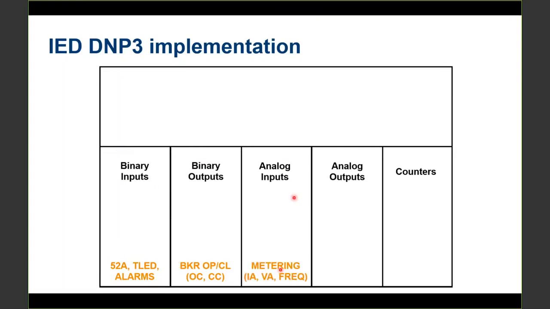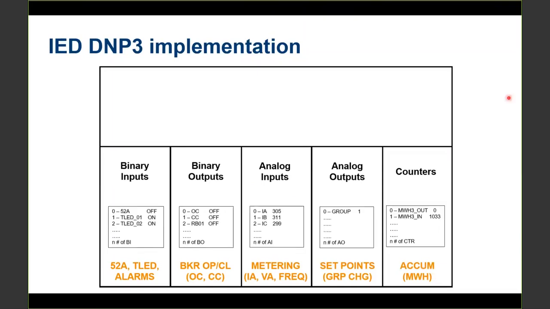And the metering is associated with the analog inputs object. So currents, voltage, frequency, all these analog quantities in the analog inputs. The analog outputs could be used to set up points, but analog outputs are not so common for electrical companies. In counters, the master station can poll the energies, for example, accumulations and analog quantities.